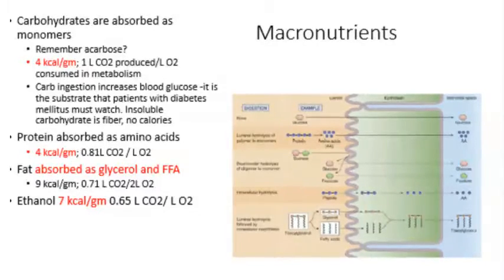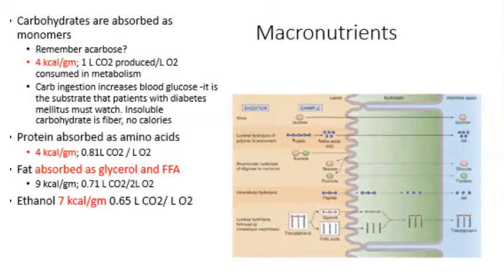Protein is absorbed as amino acids. It provides 4 kilocalories of energy per gram, and it produces 0.81 liters of carbon dioxide for every liter of oxygen used in its metabolism. So carbs and proteins, both 4 kilocalories per gram. Fats are absorbed as glycerol and free fatty acids. Fat is a pretty good source of calories, 9 kilocalories of energy per gram of fat. For each 2 liters of oxygen consumed, fat is going to produce 0.71 liters of CO2.